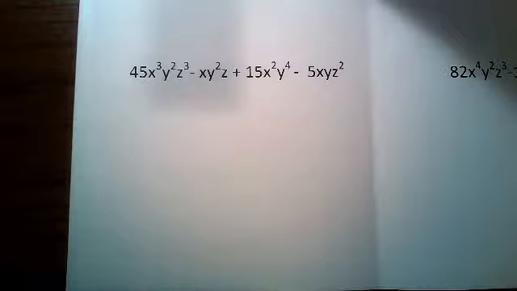Alright, let's move down to the next one here. So I've got 45x cubed y squared z cubed minus x y squared z plus 15x squared y to the fourth minus 5xy z squared.